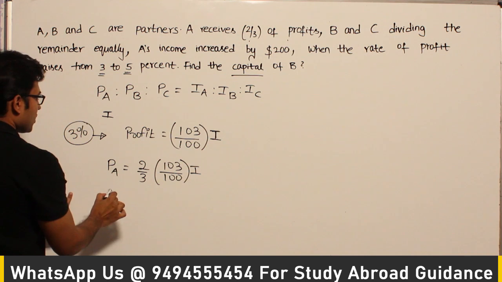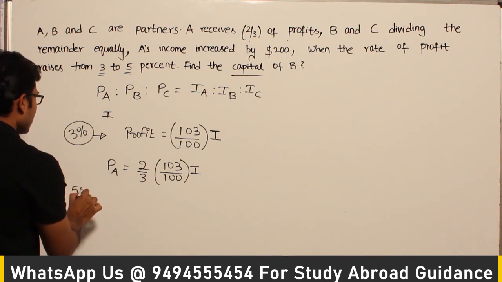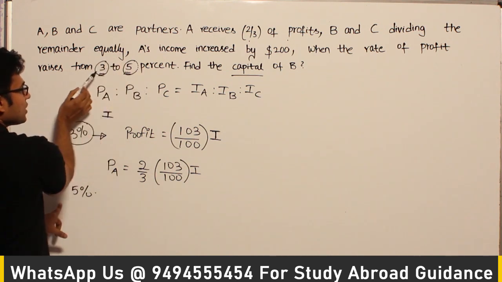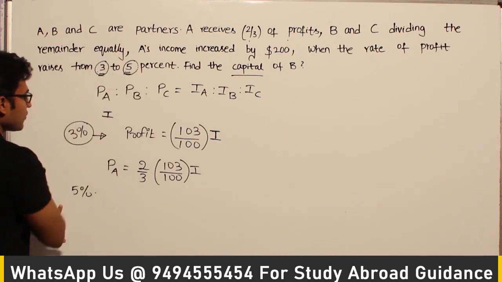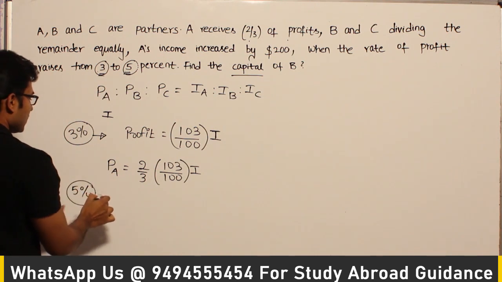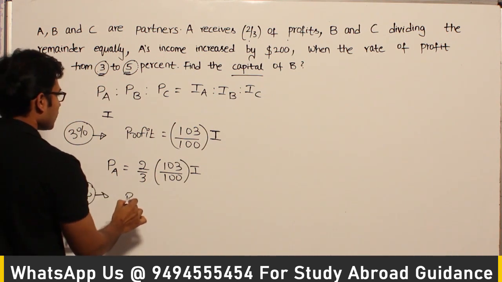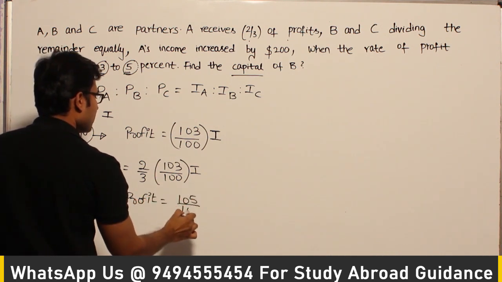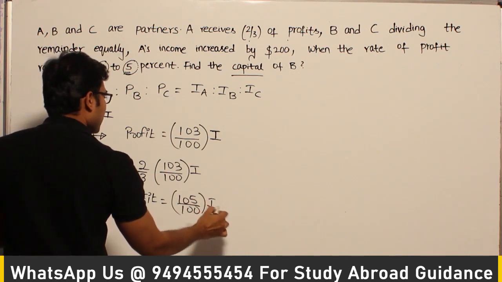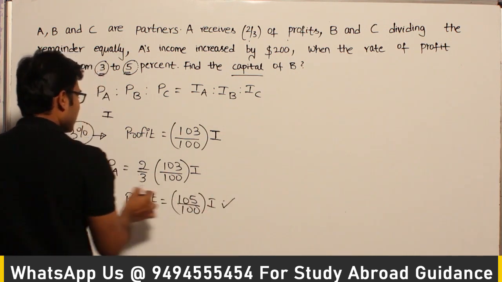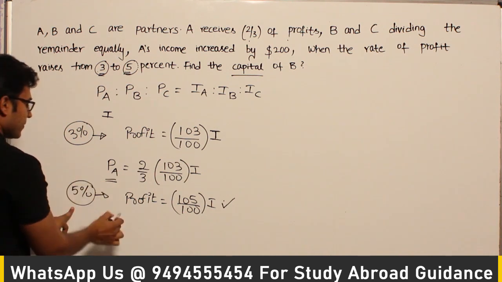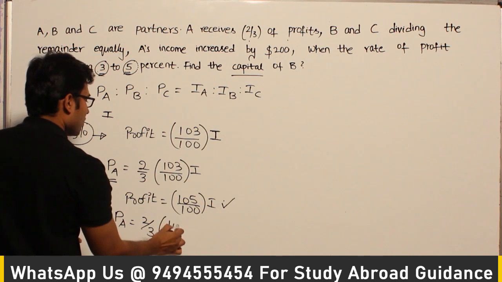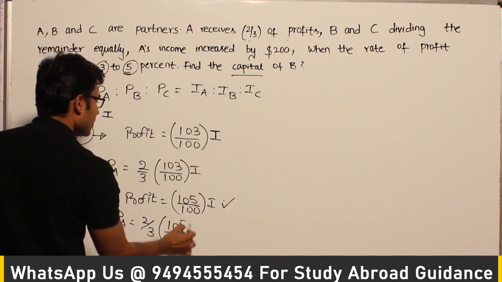Now what about when the profit is 5%? They are saying that profit is increased from 3% to 5%. Initially it was 3%, later it is increased to 5%. When the profit is 5% of the investment, then the actual amount would have been 105 by 100 of the investment, right? Now in this case, what will be the income earned by A? Income earned by A is equal to 2/3 of this amount, 105 divided by 100 into I.